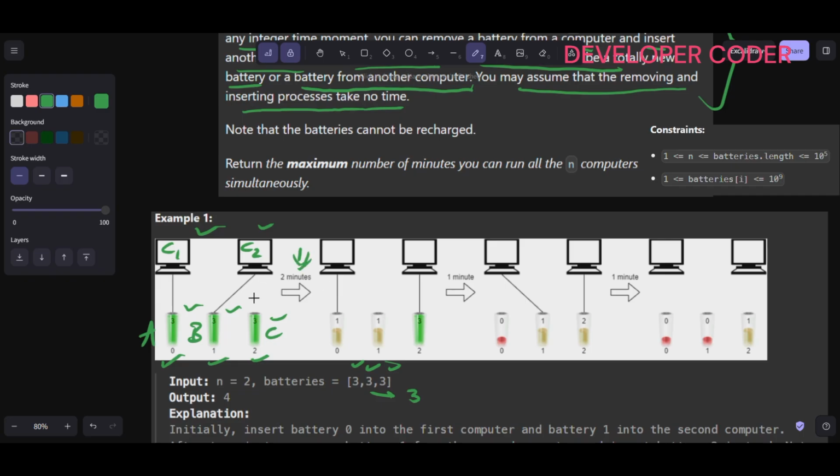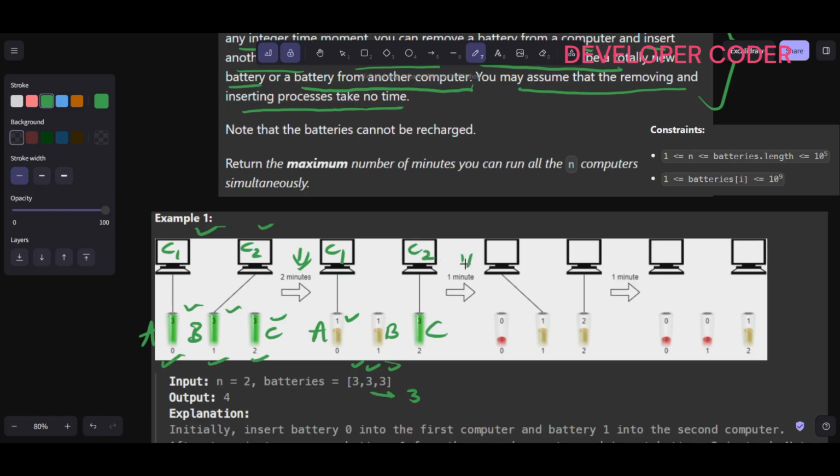So after 2 minutes what will happen? Charging of this will be 3 minus 1, 3 minus 2. After 2 minutes I'm checking, so it will be 1. The charging of B is also 1, because I was using battery B only. And charging of C is full right now. So now after 2 minutes, I plan to use battery A for C1, and instead of battery B for C2, this time I plan to use battery C for C2.